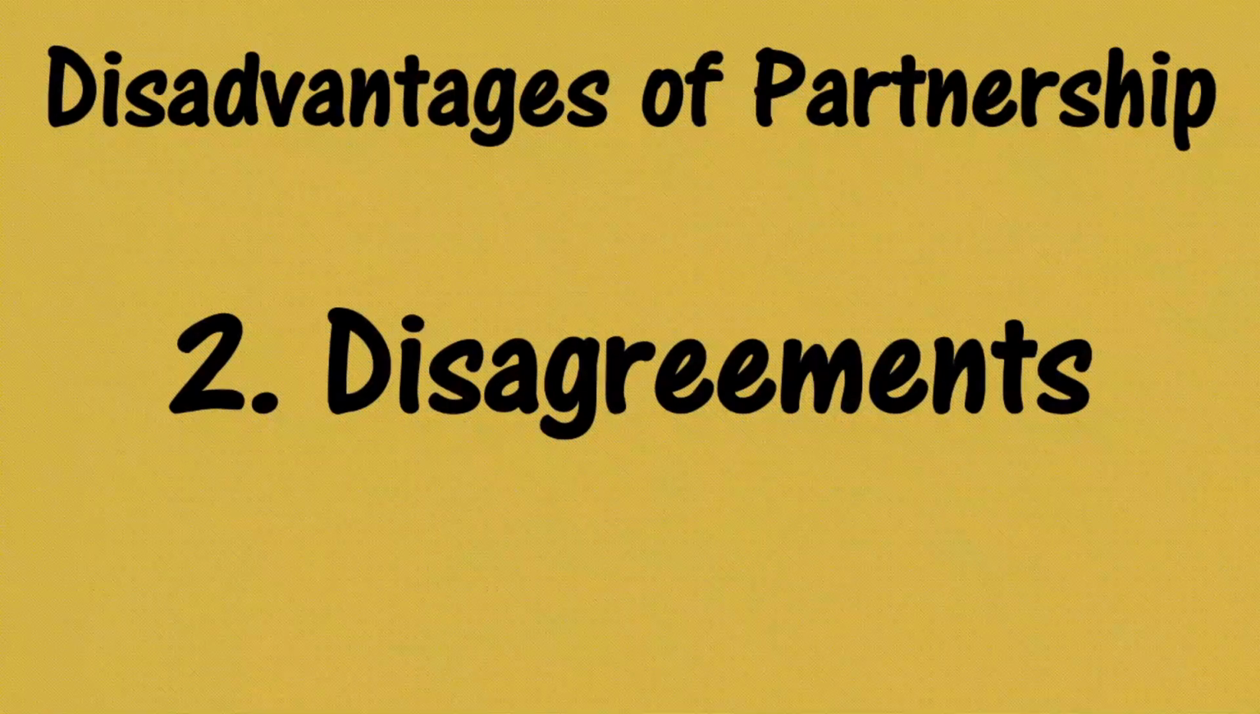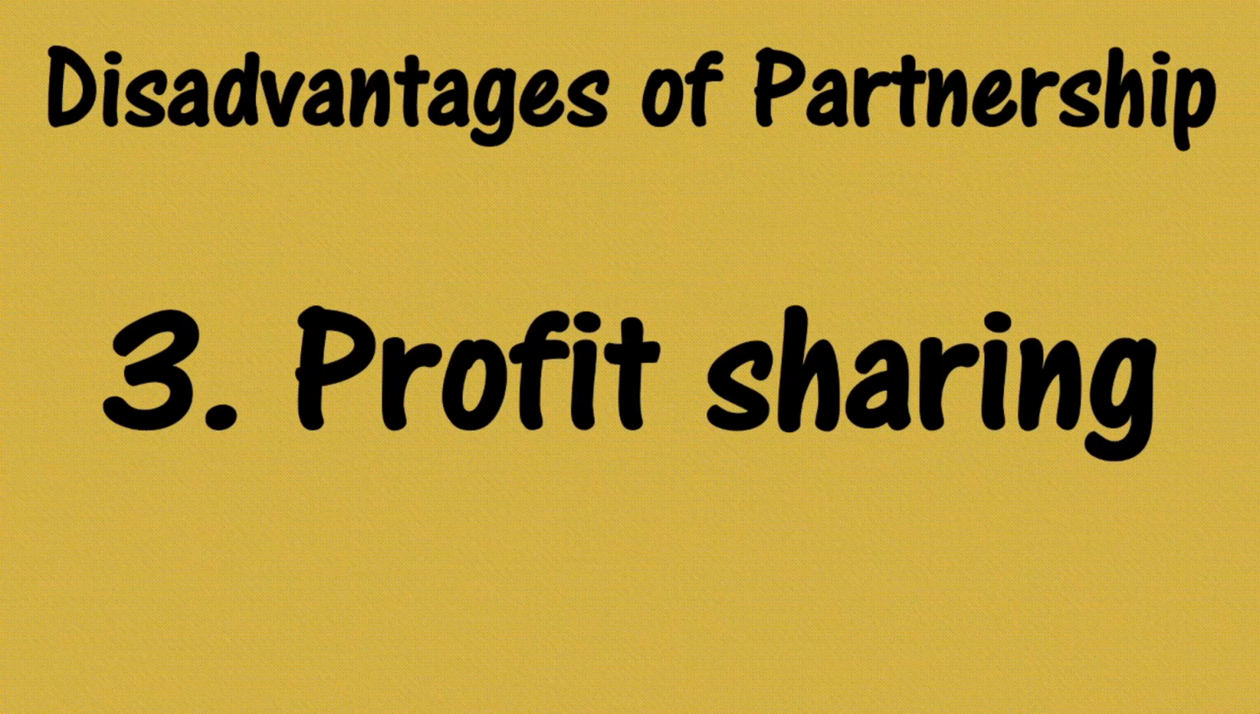Okay? Next, profit sharing. Partners share the profits equally. This can lead to inconsistency where one or more partners are not putting a fair share of effort into the running or management of the business but is still reaping the rewards.